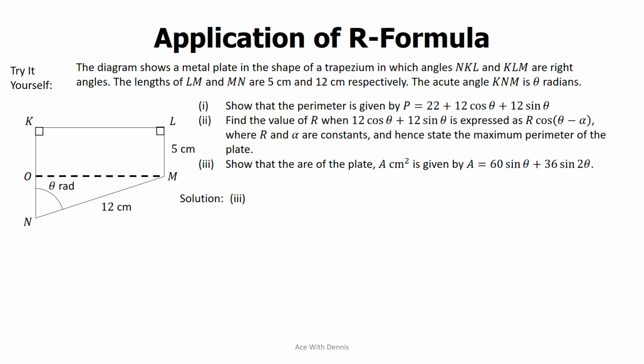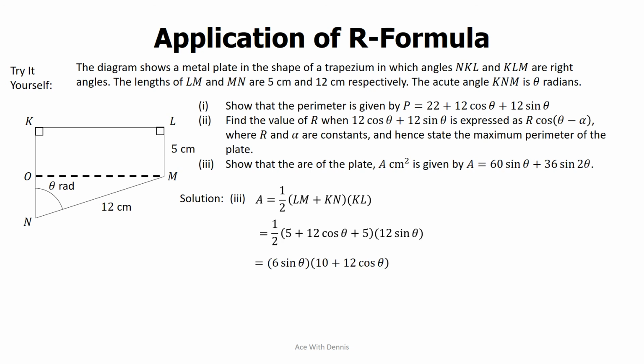Now here's the solution for number 3. The area, this is a trapezium, right? The area will be half times LM plus KN times KL. So which gives us half times 5 plus 12 cosine theta plus 5, times 12 sine theta. Then we simplify, it is 6 sine theta times 10 plus 12 cosine theta.